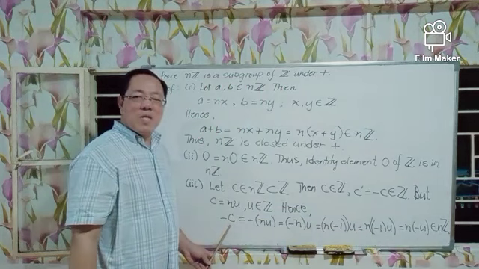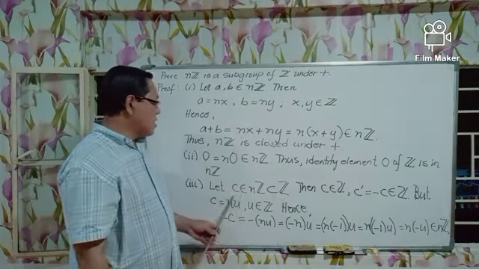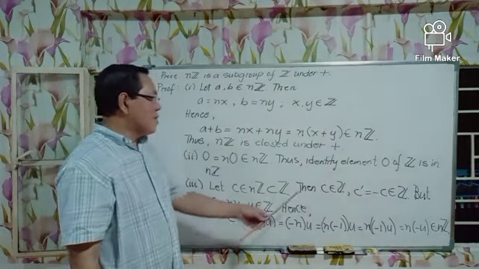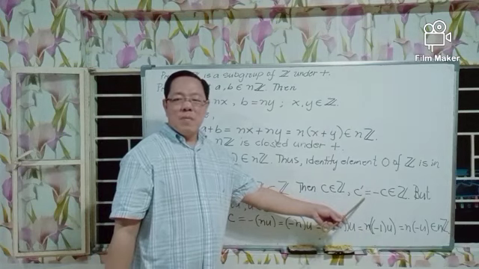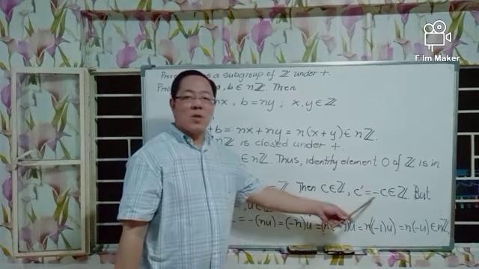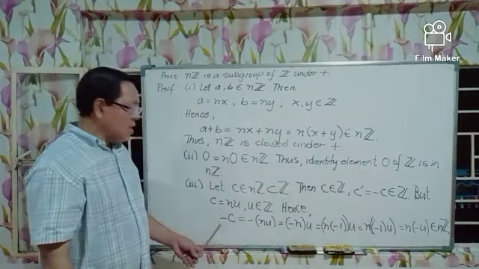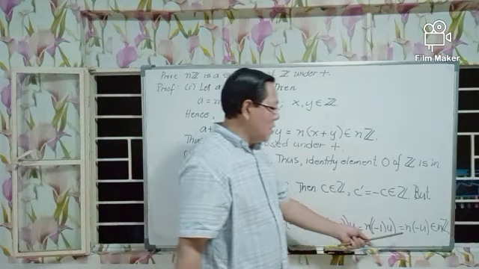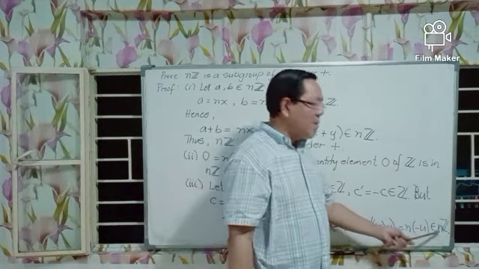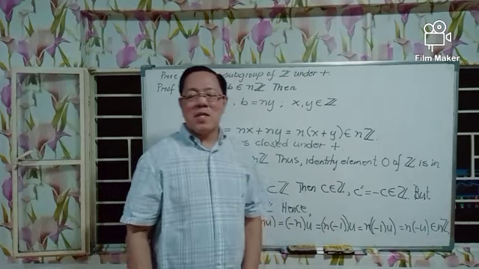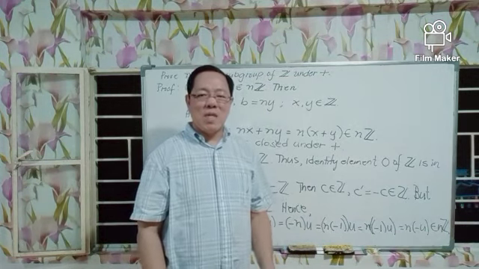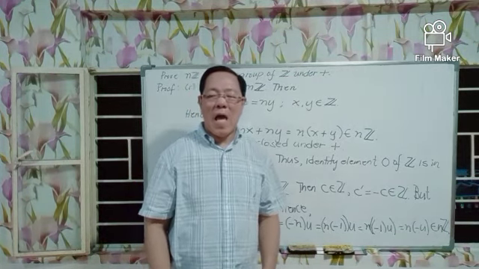Therefore, we have shown that every element c of NZ has an inverse denoted by c prime and is equal to minus c. And the inverse minus c, which is equal to this, is an element of NZ. Therefore, the third property of a subgroup is satisfied by the set NZ.